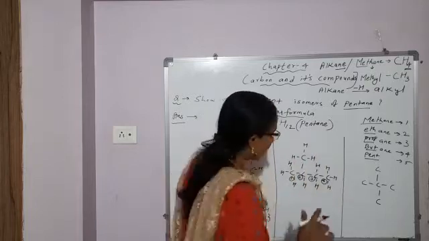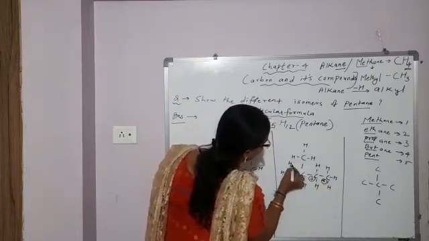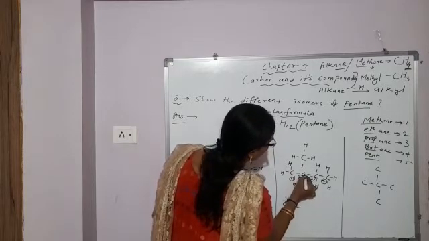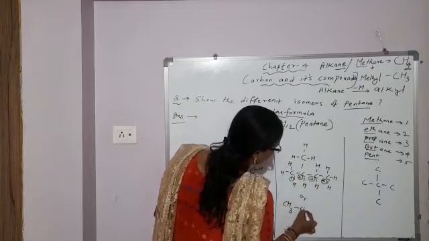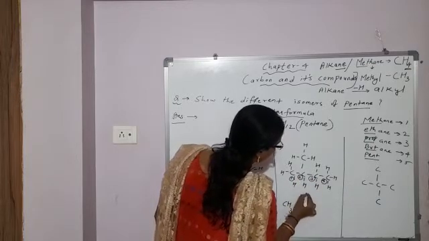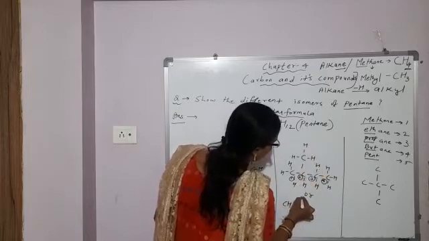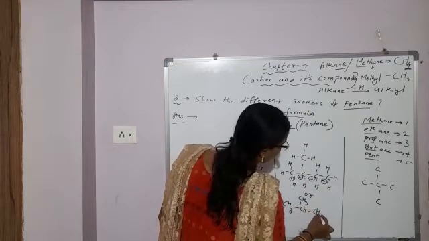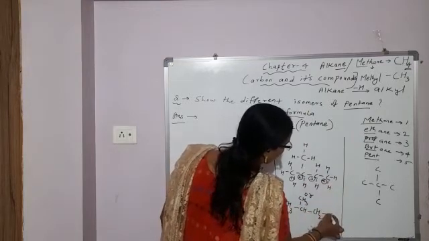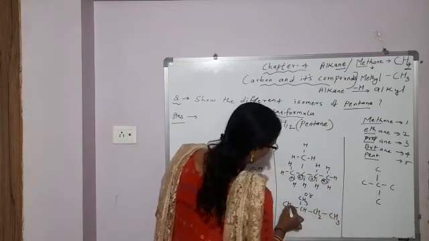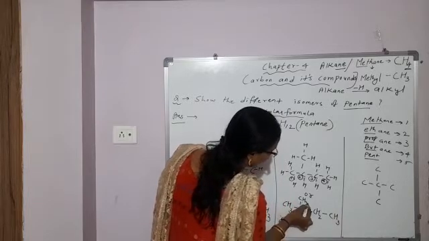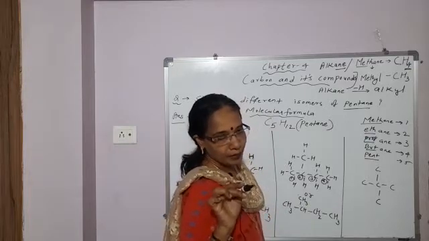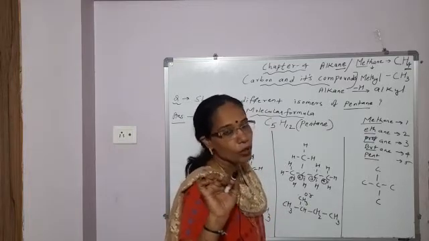In condensed way also you can write. This carbon, how many hydrogen? 3. CH3. Single bond. CH. Single bond. CH3. Single bond. CH2. Single bond. CH3. So numbering you have to do so that the group in branching gets the lowest possible number. That way you will do the numbering.